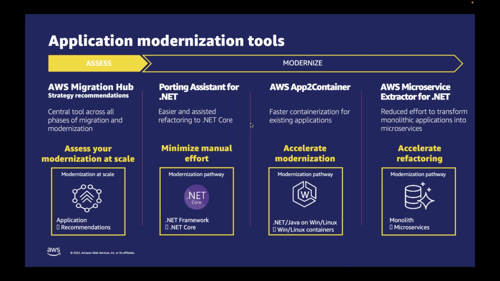Once you have moved that application to a container, you can now plan out the further steps in terms of modernization for that application. And lastly, late last year, we actually announced support for AWS Microservice Extractor for .NET. This reduces the effort considerably to transform your monolithic application into a microservices architecture.